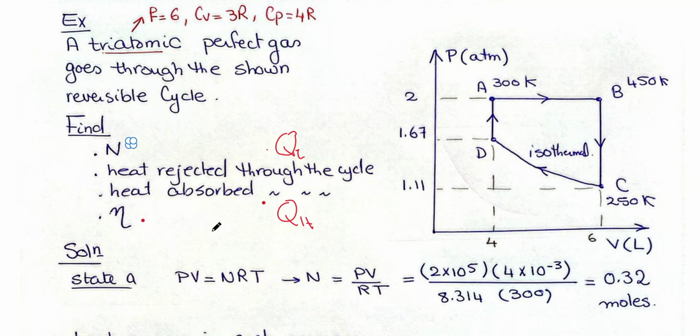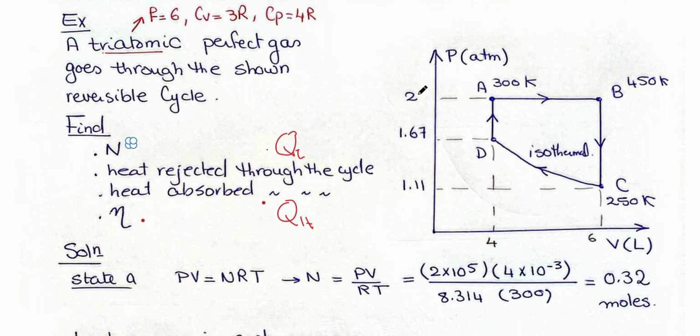Let's start. To find n, the number of moles, we need to substitute in the equation of state. But choose which point to use. Choose the point which has all the state parameters given. Notice that at point A, we have the pressure, the volume and also the temperature, and the same at B and the same at C. You can use any of these states to calculate the number of moles. So I will choose state A. PV equals nRT, n equals PV over RT.